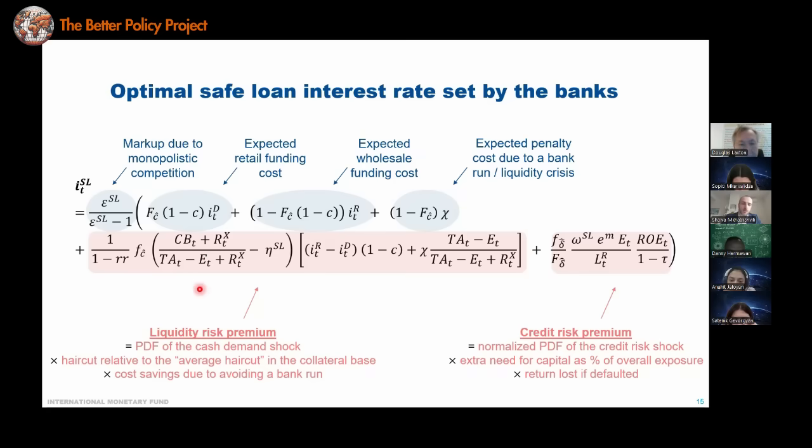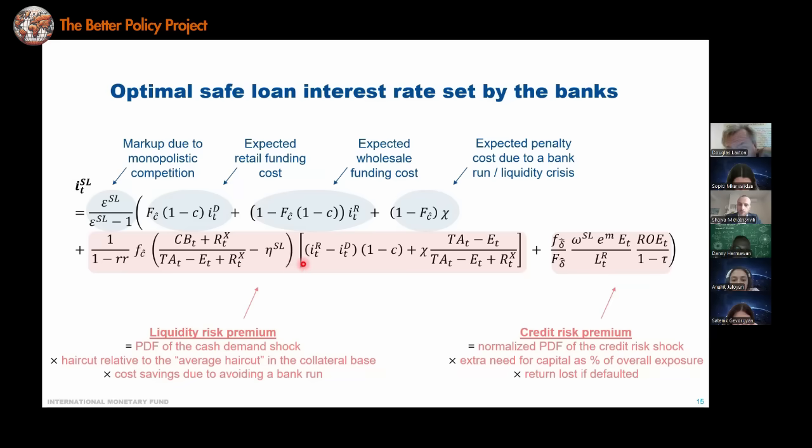If the haircut within the collateral base of the central bank applied to these types of loans, in this case safe loans, is higher or lower than the average haircut? If the haircut is higher, it means that this loan extension creates deposits, but these deposits can leave this bank, and this bank may not have sufficient collateral to satisfy this deposit outflow, so the bank is exposed to liquidity risk. Therefore this loan creates liquidity risk by this amount, by the frequency of cash demand. So that's the quantity of liquidity risk.